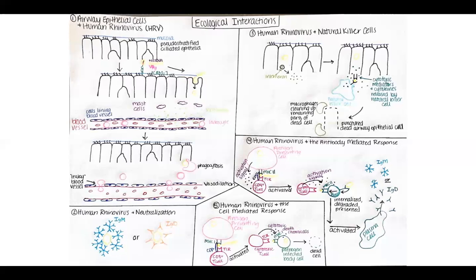Moving on to number 2, human rhinovirus and neutralization. In a study where subjects were voluntarily infected with HRV, some presented with the antibodies needed to fight off that specific serotype before they were even infected, which means that at some point in their lives before this study, they were infected by that specific serotype previously.